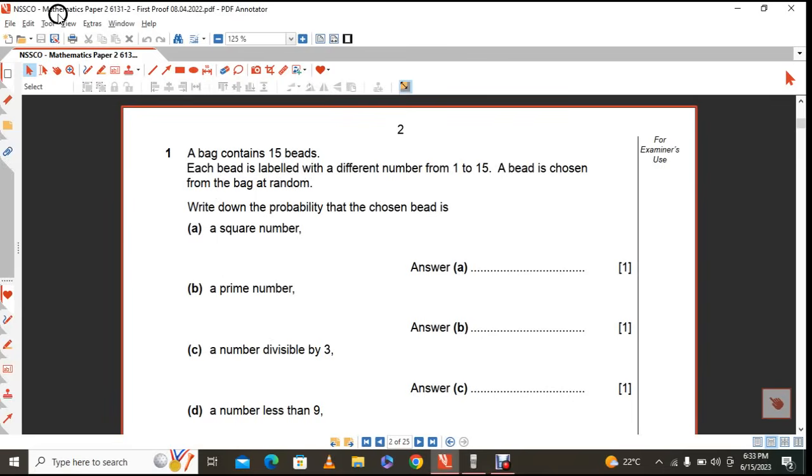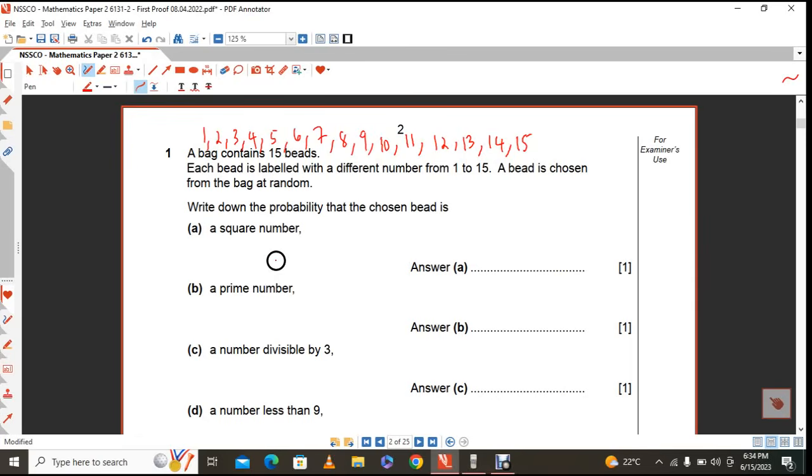It says a bag contains 15 beads. They are labeled with different numbers, from 1 all the way up to 15. I'm just going to write the numbers 1 up to 15 on top here, for the sake of answering the question, because we'll be asked to take prime numbers from this, numbers that are divisible by 3, and stuff like that. So it is just going to be helpful if I can do that. We know that there are 15, and this is probability, so the answer should be a fraction.